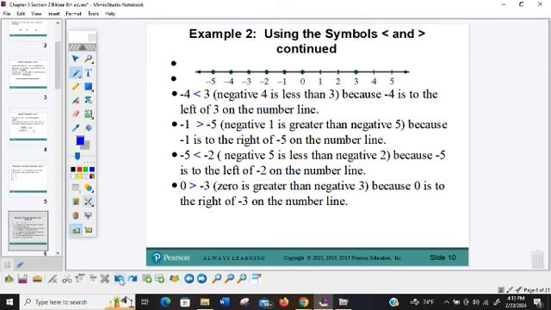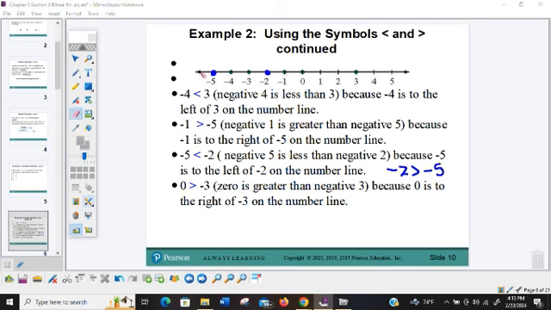Okay, let's look at the next one. -5 is here, -2 is here. -5 is on the left, so it is less than -2. So -5 is less than, it would point to the -5, the -2. If we wrote it the other way around, it would say -2 is greater than -5. That's how that would be.